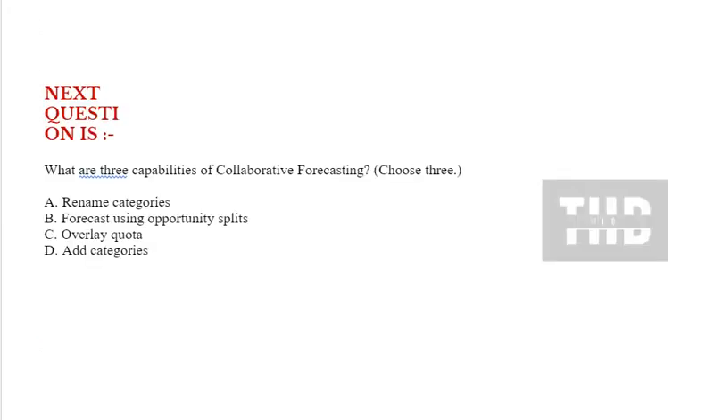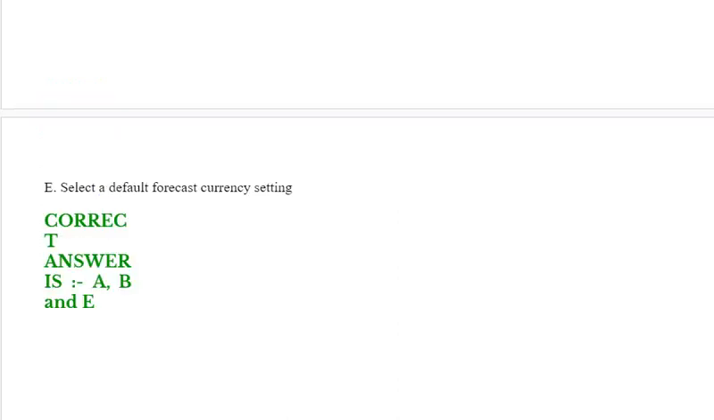Next question is, what are three capabilities of collaborative forecasting? Choose three options. Option A, rename categories. Option B, forecast using opportunity splits. Option C, overlay quota. Option D, add categories. Option E, select a default forecast currency setting. Correct answer is option A, B and E.